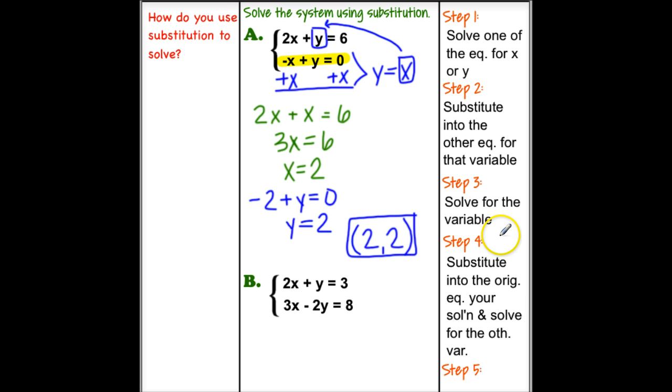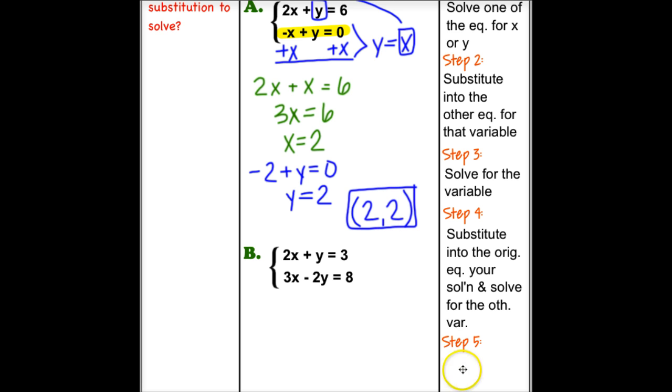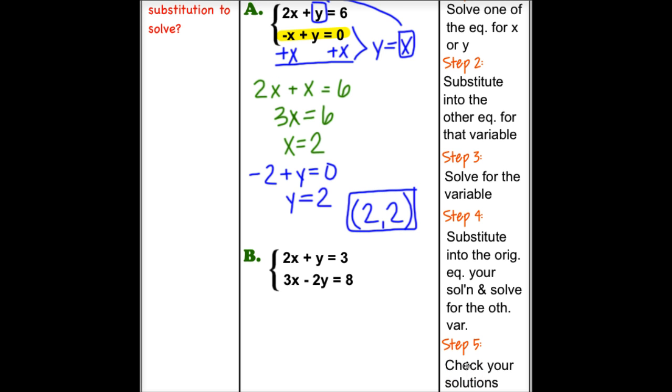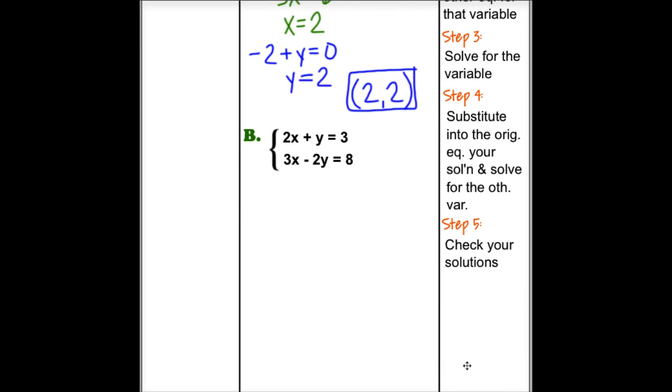However, our final step is going to be to check your solutions, and this is very important to do because sometimes you think you did it right and one small error could create a problem for the whole thing. So if I put in 2 for x and 2 for y, 2 times 2 plus 2 is 6, and negative 2 plus 2 is 0. So therefore I know that I did it correctly. Moving on to the next example.